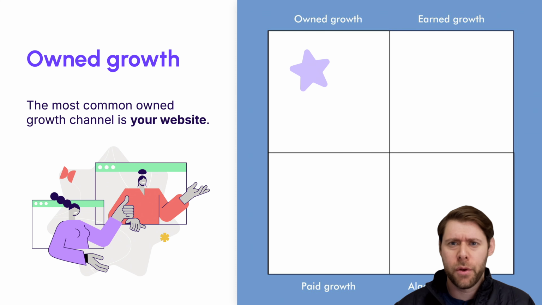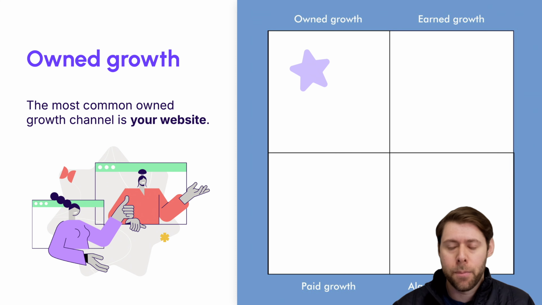Earned growth are the things that come from relationships you have. You appear on a webinar like this. You speak at a conference. You go on somebody's podcast. You do a partnership with another newsletter to cross-promote each other's work. That can be a really powerful tool for growth. Algorithmic growth, search and social.